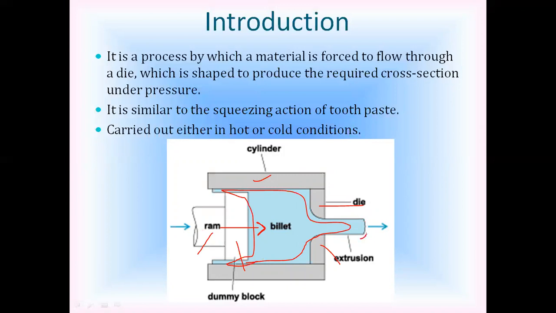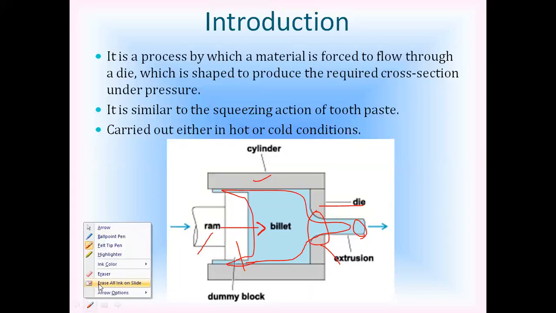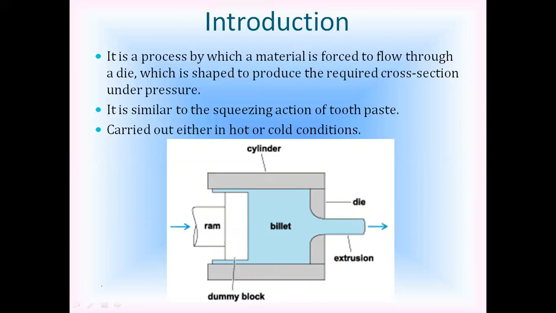The shape of the extruded product depends upon the shape of the die. Whatever product you need, the die cavity has to be created in that particular fashion so that you get the desired product. The process begins with the metal at a higher temperature, and this hot metal is placed inside the container.